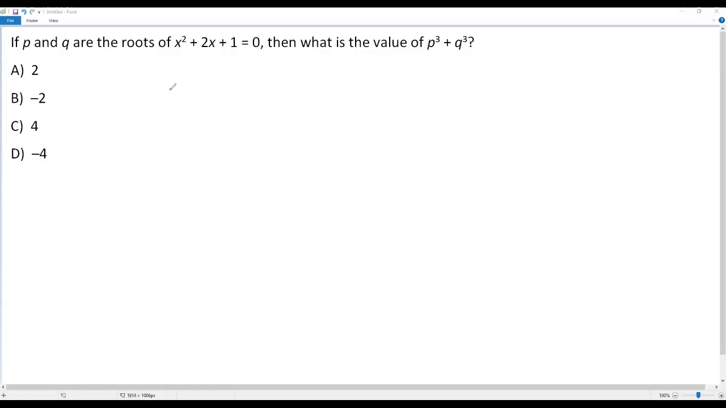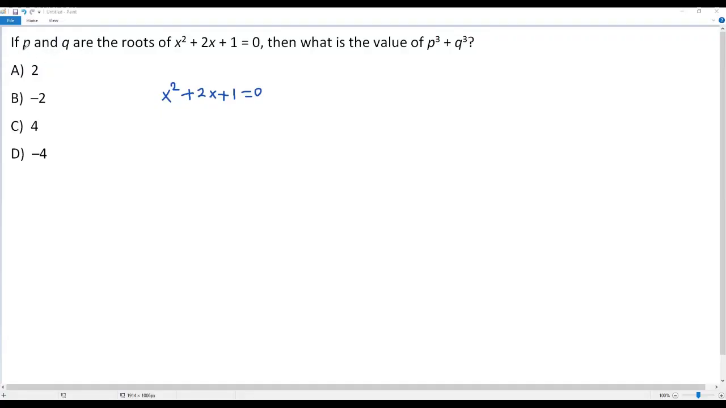Okay, here we have a quadratic equation x squared + 2x + 1 = 0. And this quadratic equation is in standard form, that is ax squared + bx + c = 0. That is, we have everything on one side of the equation and the other side is 0. So usually we have two roots for a quadratic equation. Those two roots are given over here, P and Q.